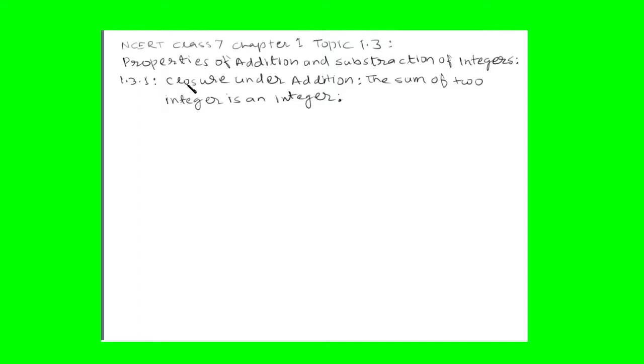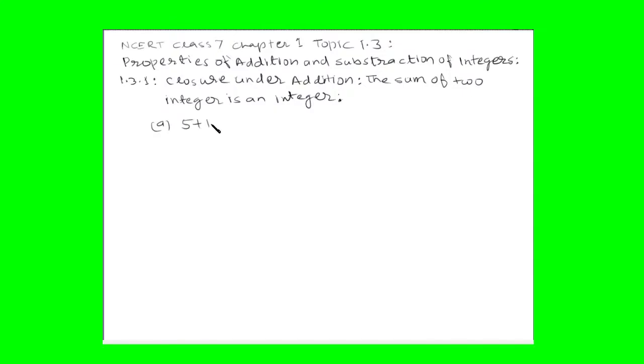1.3.1 Closure under addition. The sum of two integers is an integer, and we go for the example. 5 plus 13 equal to 18. 5 is an integer, 13 is an integer, and their sum 18 is also an integer.